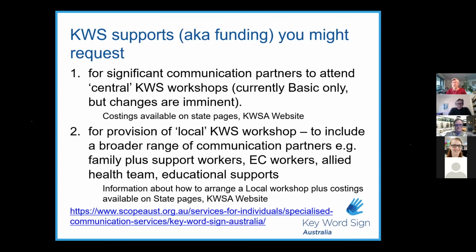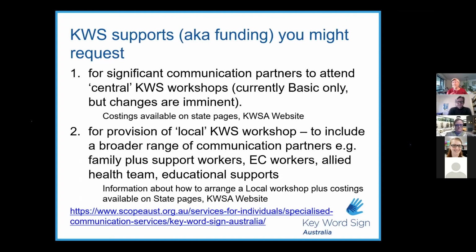We talk about central workshops, so they're the ones that are planned in advance. You pay as an individual to go along to that workshop, and it's a set price per person. There's information available about that if you go to the Keyword Sign Australia website and look on the state pages. We're also beginning to provide workshops online, so you can access those. But as I said, it can be tricky if you are agency managed to be able to use that funding. You might have to go back. But if you're coming up with your plan, try and make sure that you've got that funding included for you.